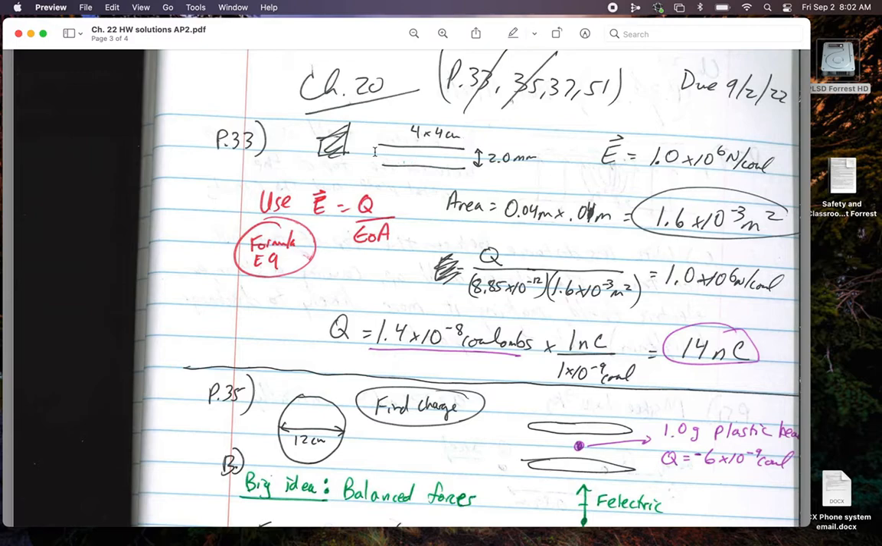So when I do that, I draw it out. I know the electric field strength. To get the area, if each side is 4 centimeters, then that's 0.0016 meters squared. And then I'm rearranging that to solve for Q.